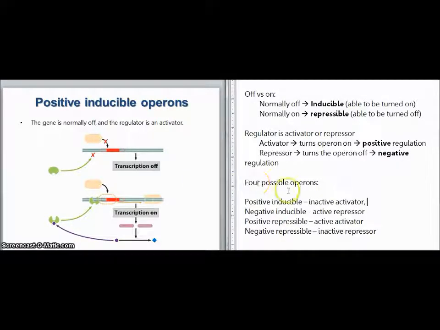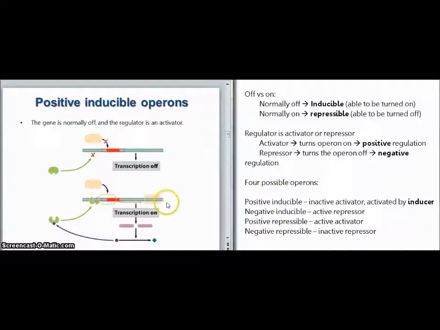This is called our inducer. So here is basically our little molecule which binds to the activator and allows it to become active, and this guy's called an inducer. So positive inducible operons initially have an inactive activator. It is activated by the inducer. Okay, and then it can activate transcription.